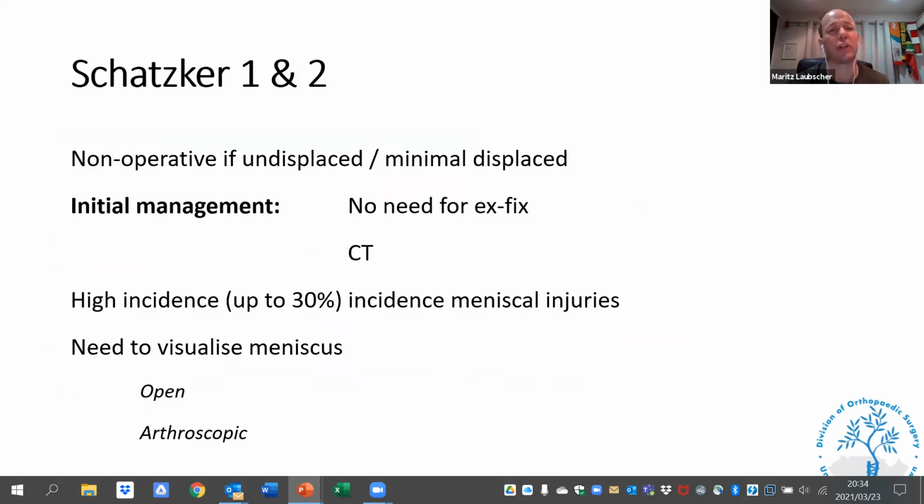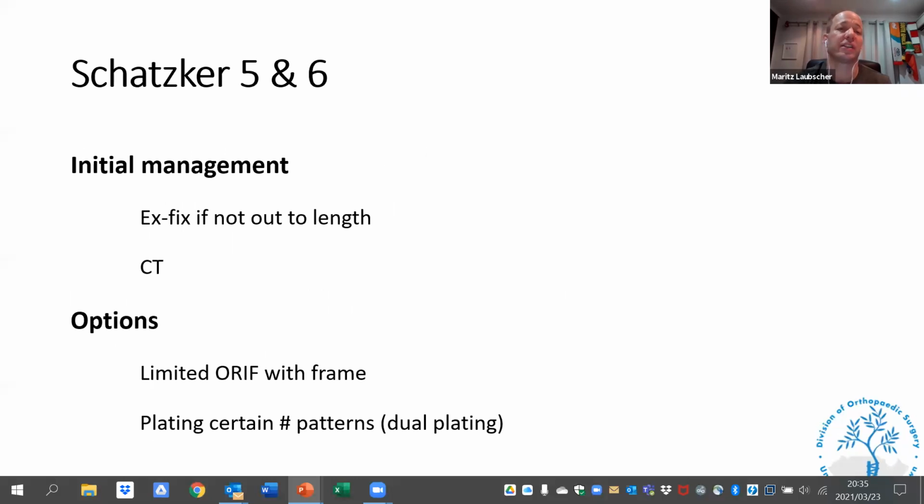So for Schatzker 1 and 2, as I said previously, non-operative if undisplaced or minimally displaced. There's a high incidence of meniscal injuries, so you need to have a strategy to visualize the meniscus, either open when you do a submeniscal arthrotomy, indirect with image intensifier, or occasionally arthroscopically.